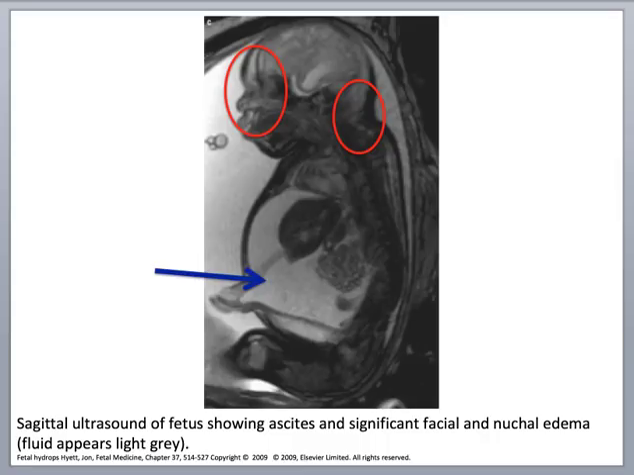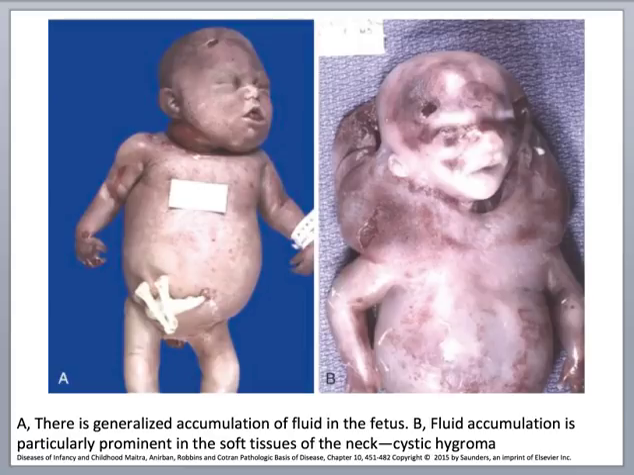This is a sagittal section of a fetus on MR. On the image on the left, there's generalized accumulation of fluid in the fetus. On the right, fluid accumulation is particularly prominent in the soft tissues of the neck, and this condition has been termed cystic hygroma. Cystic hygromas are characteristically seen, but not limited to, constitutional chromosomal abnormalities, such as 45X or Turner syndrome karyotypes.